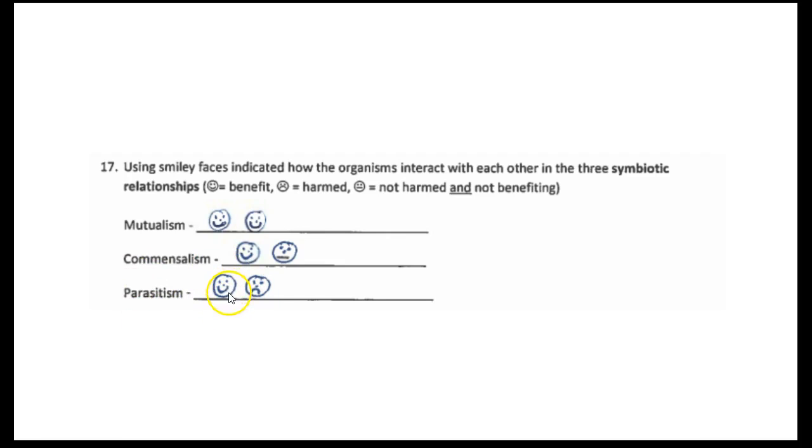Parasitism means one person's benefiting and one person's actually getting harmed. So mutualism, everybody's happy. Commensalism, only one person's happy, but this guy's kind of like, meh. Parasitism, one guy's happy, one guy's sad.